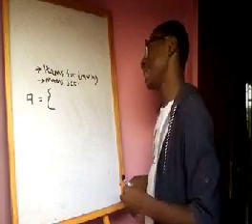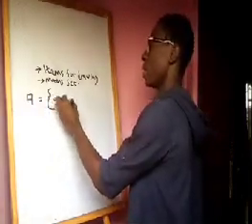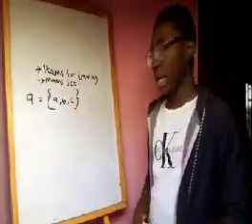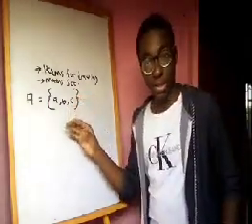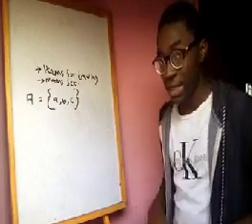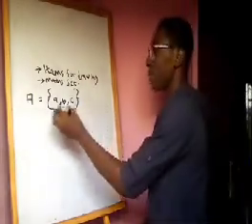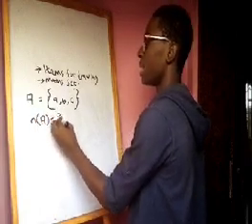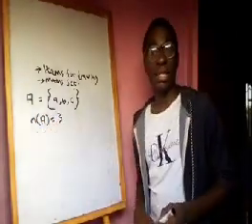Now if this A is a set of, let's say, A, comma, B, comma, C. Now this set A contains 3 elements, and so the cardinality of set A will be what? 3. We'll represent it as n open bracket A close bracket. That would be 3. So this is the symbol for representing the cardinality of a set.